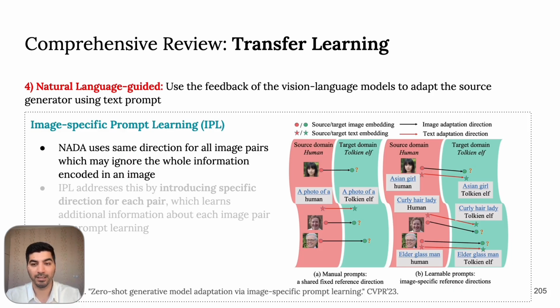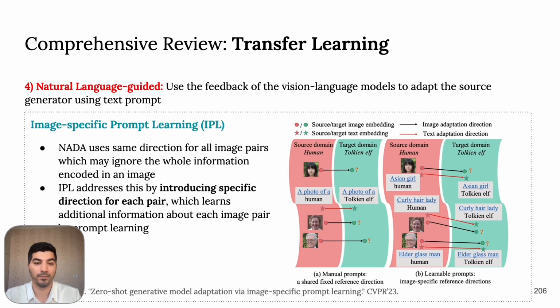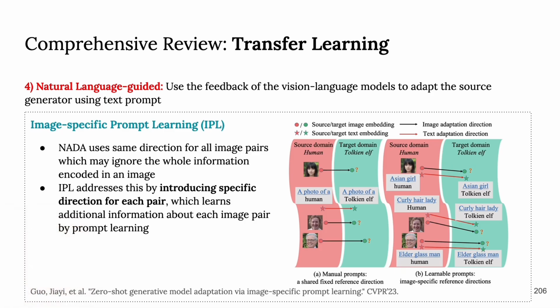But they mentioned that if we consider the nuances, for example, the first sample could be Asian girl human to Asian girl Tolkien elf. The direction could be different for this because now we have this additional information, Asian girl. The second sample is curly hair lady human. And if we add this additional information, we might have a different direction. And they try to address this by introducing a specific direction for each pair.